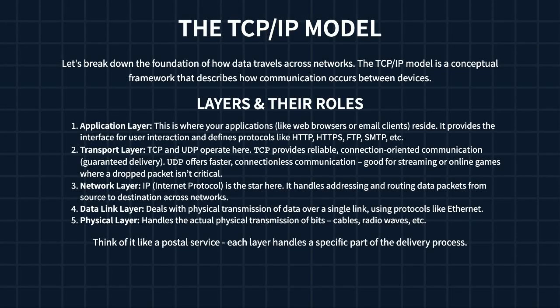Okay, so let's talk about the TCP/IP model. It's essentially how computers understand and agree on how to send information back and forth. Imagine it like a layered cake. Each layer has its own specific job. The top layer is where your apps live, like your web browser or email program. Then you have the transport layer, which handles reliable or quick delivery of data. Next comes the network layer, responsible for getting the data to the right place. Below that are the data link and physical layers, which deal with the actual transmission of those bits. It's a really neat system that makes everything work seamlessly.